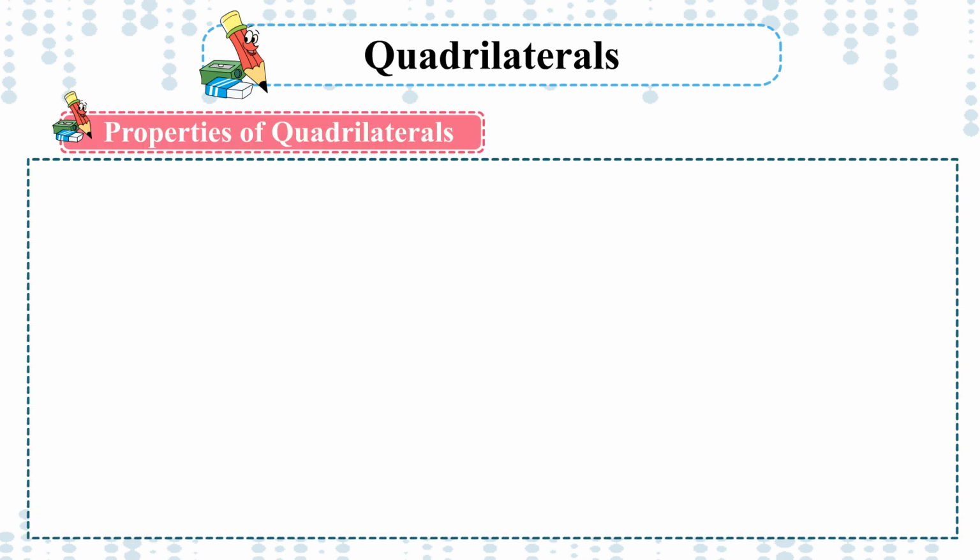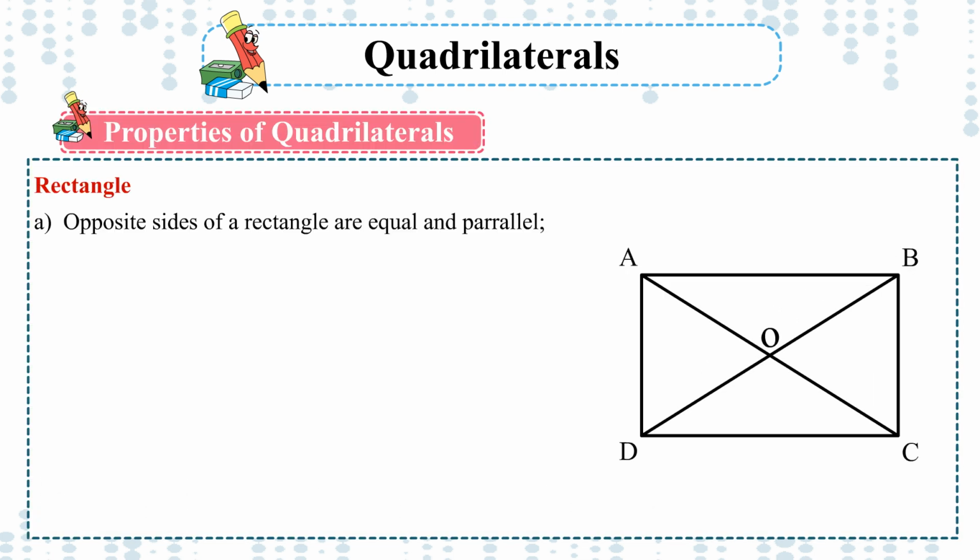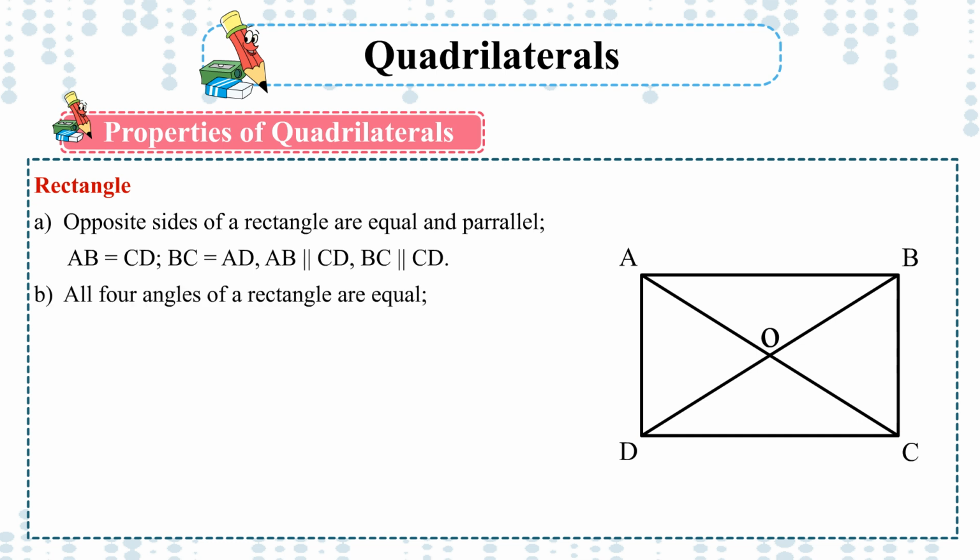Properties of quadrilaterals. Rectangle. A. Opposite sides of a rectangle are equal and parallel. AB is equal to CD. BC is equal to AD. AB is parallel to CD. BC is parallel to AD. B. All four angles of a rectangle are equal.